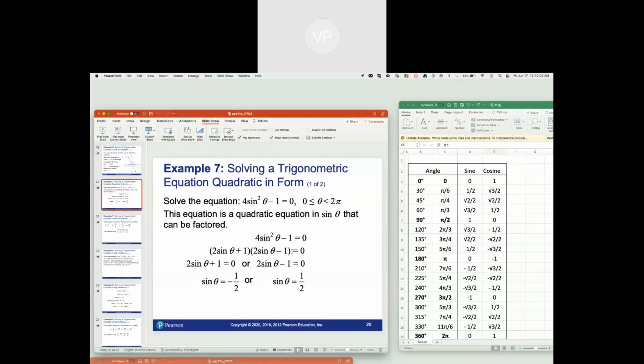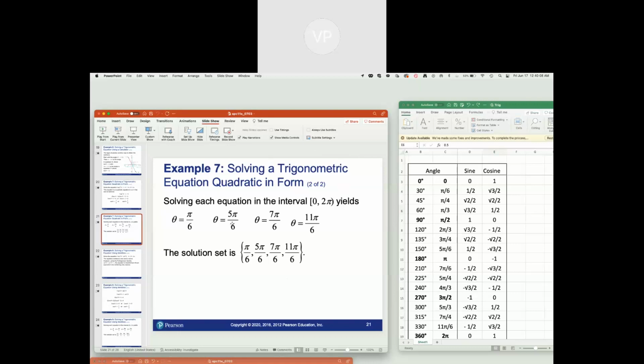So you see what they were doing? Pretty much the same thing. Factor, set them both equal to 0. Go look in our table and see, or you now have them memorized, and there's my four answers. There's my solution set.